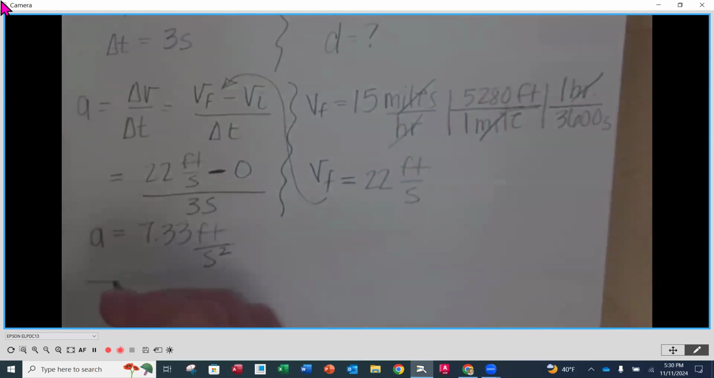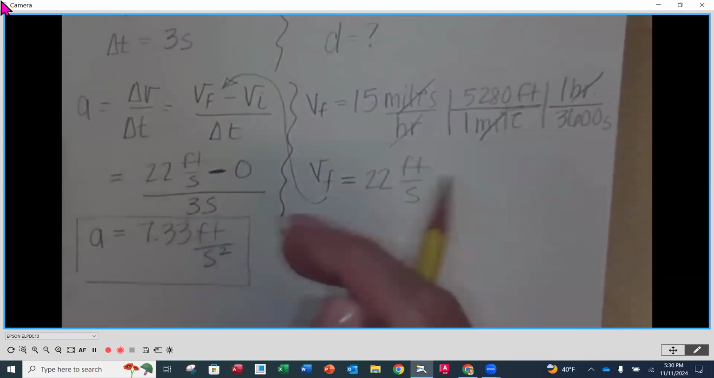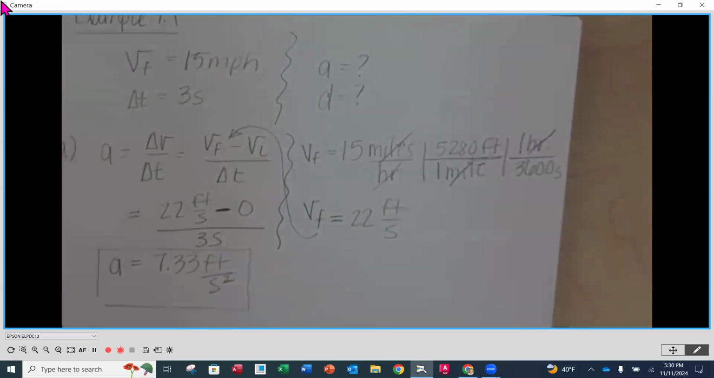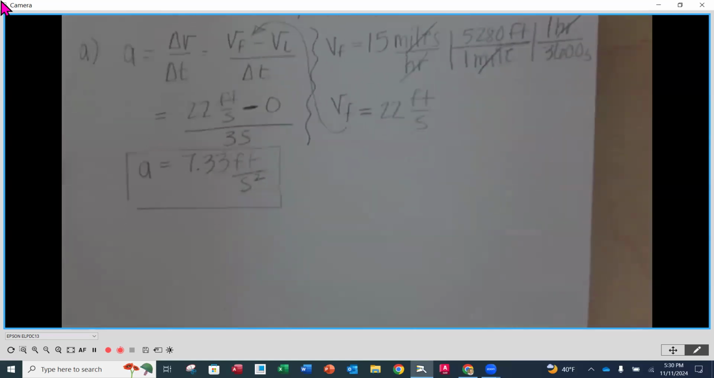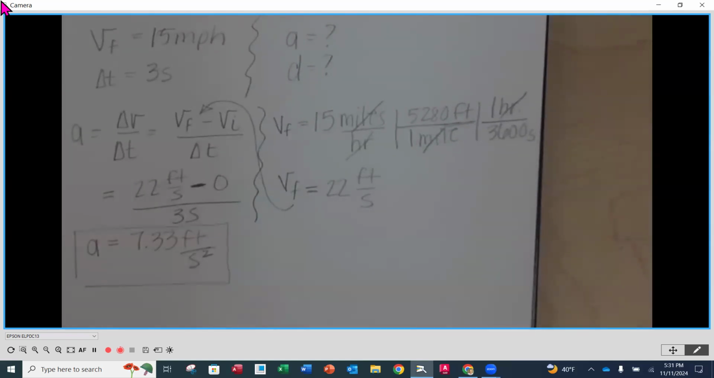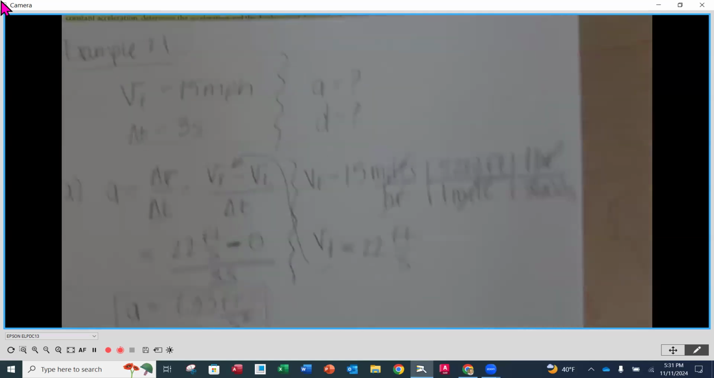Okay. So I can put a box around this. This is one of the answers that it asked me for because it wanted to know what is the acceleration that we're experiencing when we change from rest to 15 miles per hour in 3 seconds. Then we've got the second part here: during that same interval, experiencing that acceleration, what is the distance that we cover?